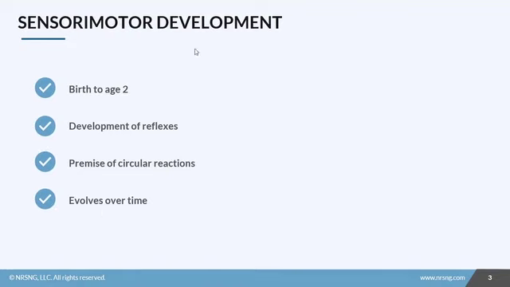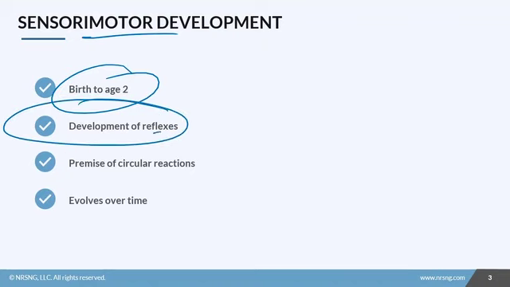The first period we're going to cover is something called sensorimotor development, and it starts from birth and goes all the way to age 2. The important thing that you need to know about this is that it covers the development of reflexes over time. So this is really about things like motor skills.